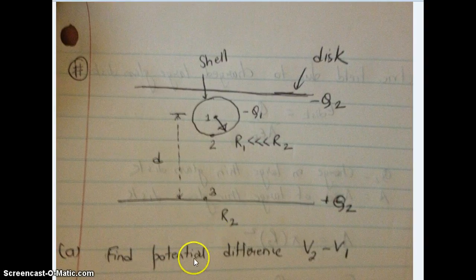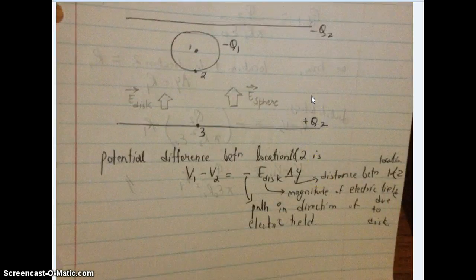For part A, it asks to find the potential difference V2 minus V1. This is a rough diagram of the electric field that I have shown here. The electric field due to the disc will be in the upward direction, and the electric field due to the sphere will also be in the upward direction because of the negative and positive charges over here. Inside the spherical shell, the electric field will be zero, due to static equilibrium, so the net electric field is entirely due to the discs.